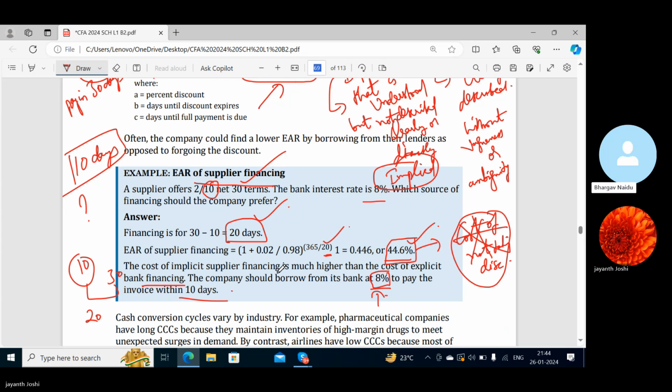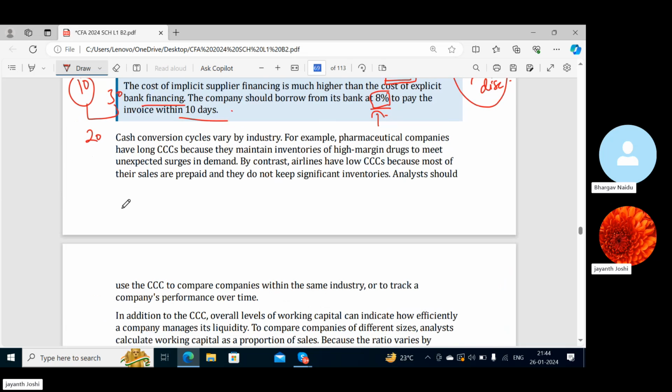But why would the supplier give credit and discount and not give a cash discount? See, the 2% discount is given if you make the payment on day one. Why will you make the payment on day one? If you make the payment on day one, it's a cash sale. It's never a credit sale. You are going for a credit sale because you don't have cash.